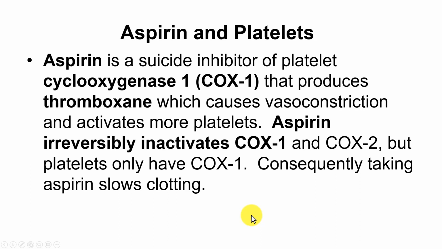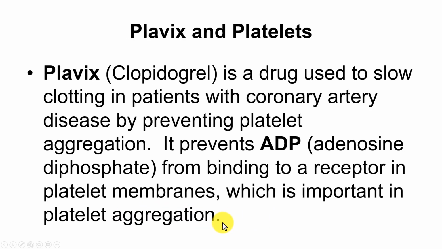Aspirin and platelets. Aspirin is an inhibitor of platelet cyclooxygenase 1, also called COX-1, that produces thromboxane, which causes vasoconstriction and activates more platelets. Aspirin irreversibly inactivates COX-1, and it also inactivates COX-2, but platelets only have COX-1. Consequently, taking aspirin slows clotting.